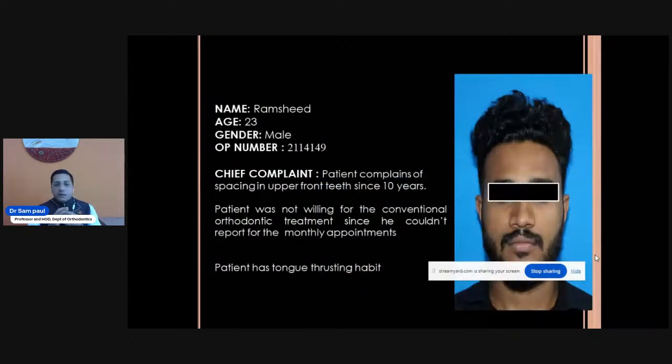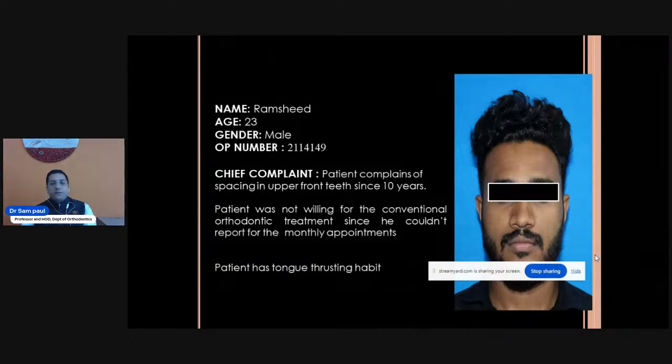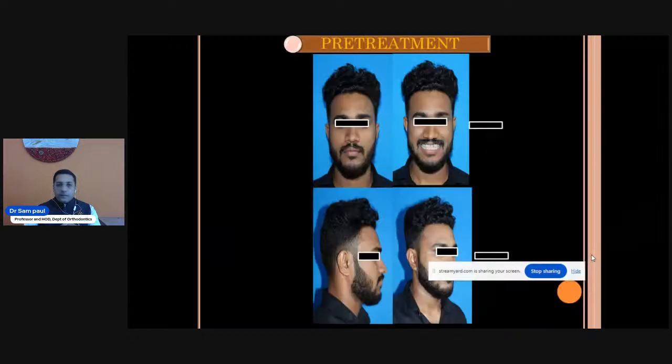This patient was almost 23 years old. He complained of spacing in the upper front teeth since the last 10 years, and the patient was not willing to have conventional orthodontic treatment. This is his pre-treatment extraoral view. You can see his front view, the lateral view and the oblique view. In this, you can see the malalignment of his front teeth.